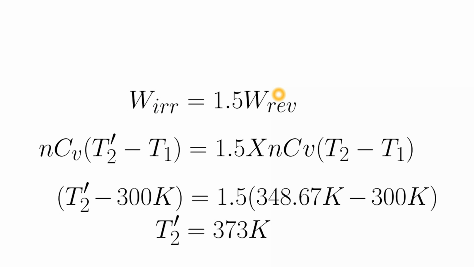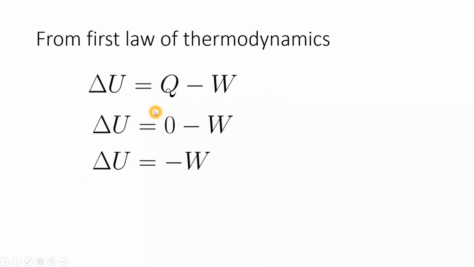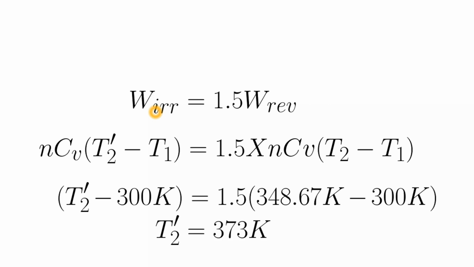Remember one thing, that the change in internal energy does not depend on the path. It only depends on the initial and final state, not on the path. So you know that W is equal to delta U. We can say W is equal to minus delta U or delta U, whatever you say. So I can write it as n Cv (T2 dash minus T1 dash). In the case of irreversible I got a different temperature, and in the case of reversible the final temperature will be different, right? 1.5 into n Cv delta T, that is (T2 minus T1).